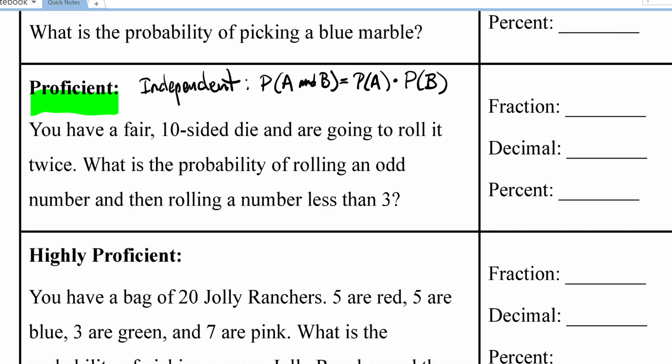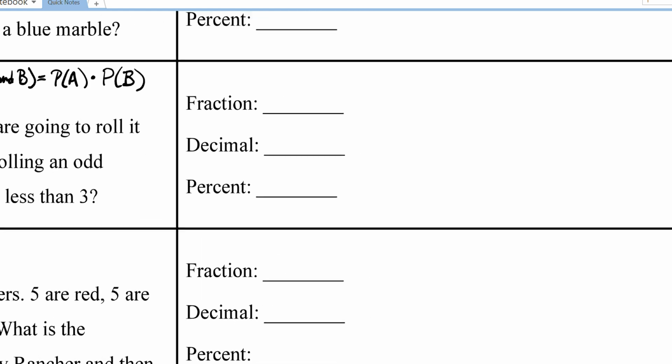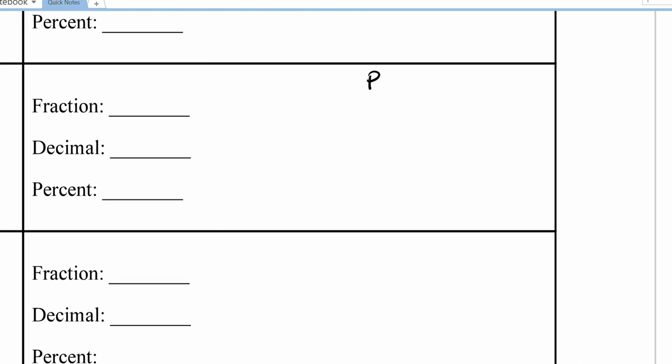So what we're looking at here is a 10-sided die, and the first thing is the probability of rolling an odd number. Let's let the event A be odd. The sample space here would be 1, 3, 5, 7, and 9. On a 10-sided die, that would be 5. The probability of A would be 5 out of 10.